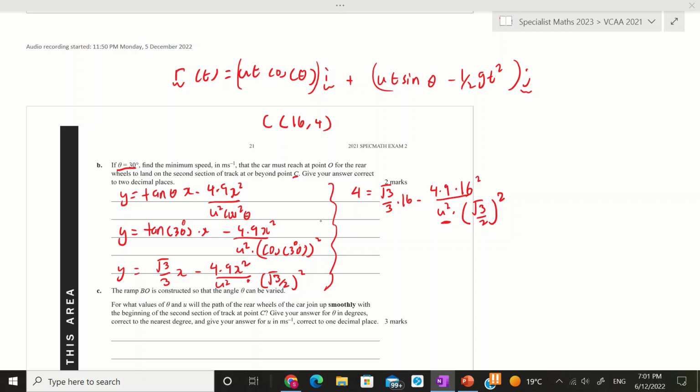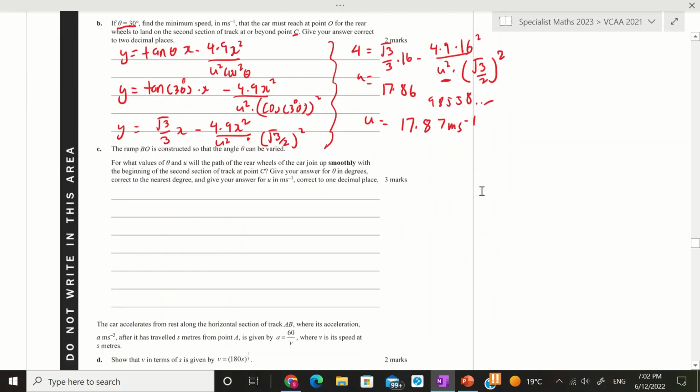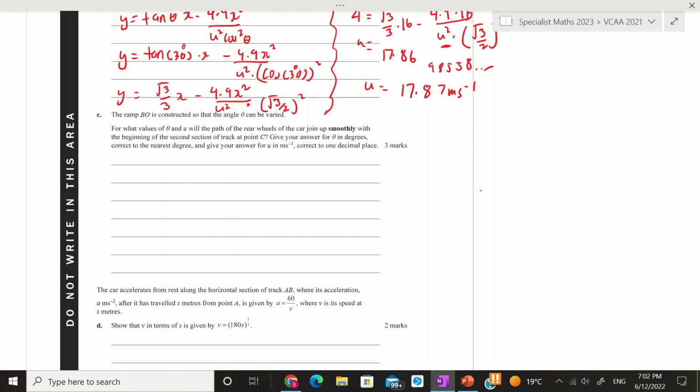So once we go ahead and solve this on the CAS, the answer we will end up getting, just note that it has to be corrected to 2 decimal places, is something like u is equal to 17.8698558, and so on. We just have to round that. Rounding it up in this case, 17.87 meters per second. Okay, so as you can see, it's not too bad. Part C is a little bit more difficult, but still not too bad really.